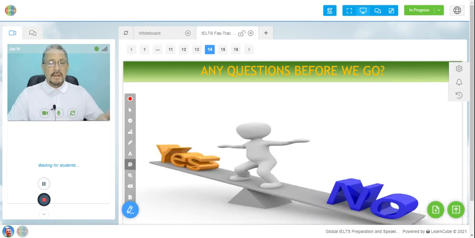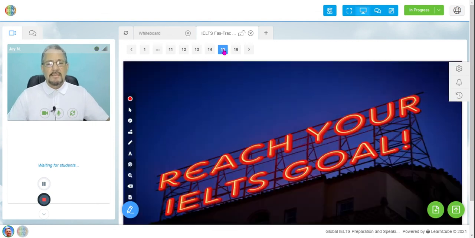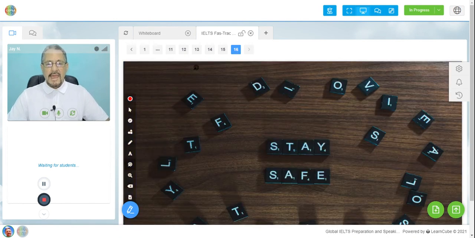So in short, that is an overview of an IELTS FAS-TRAC speaking preparation class. We go through little questions. Do you feel comfortable? Not feel comfortable? Where do you think you're having issues? Etc. And we always say, reach your IELTS goal. We can do that. There is no doubt about it. And we always leave our students like their family. Stay safe in everything that you do.